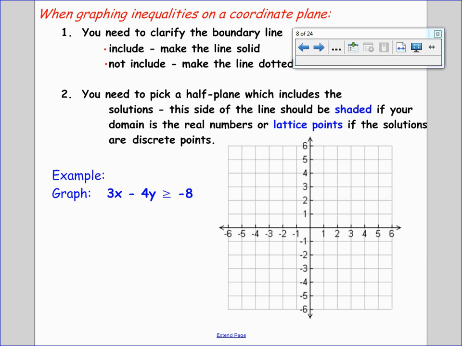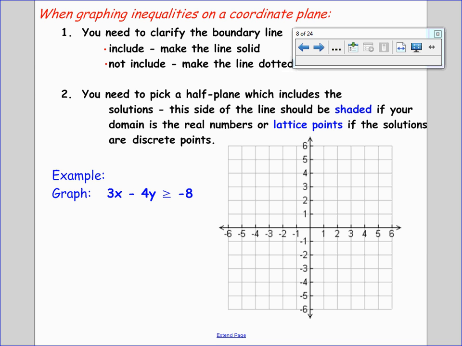So when graphing inequalities on a coordinate plane, we need to clarify the boundary line. Are we going to include points on the boundary line? If so, we'll make it a solid boundary line. Are we going to exclude those points, right? If it's a strict inequality, then we'll use a dashed line. That'll show that it's dashed or dotted, that points on the boundary line are not included as part of the feasible region. They're not part of the solution set.